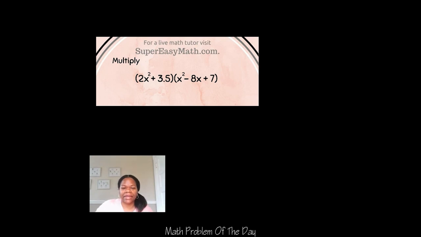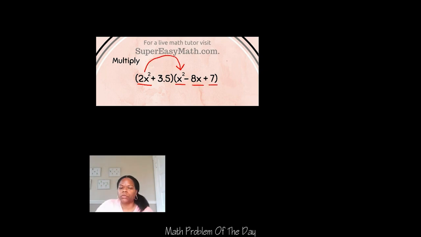Today's math problem of the day says multiply. We have 2x squared plus 3.5 times x squared minus 8x plus 7. All right, so when we're multiplying polynomials, we want to remember that we're going to take our first term and distribute it to all of the terms in the second set of parentheses.